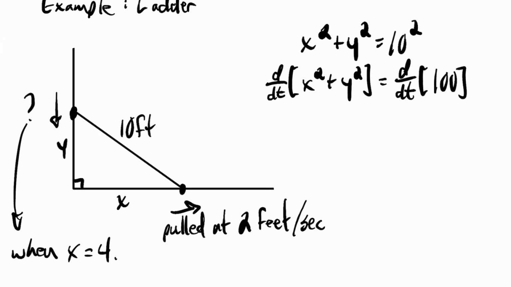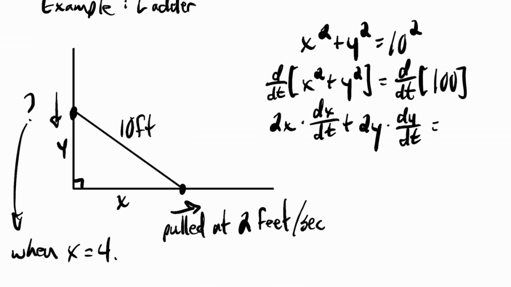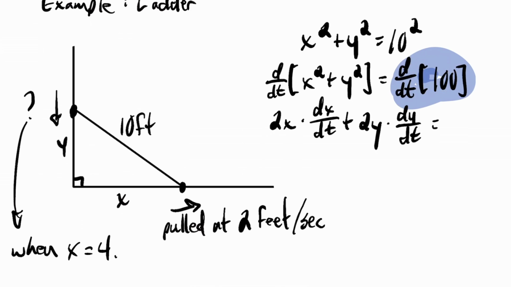So the derivative of x squared, I'll use the power rule, so 2x. But then I have to use the chain rule, dx/dt, plus, and again I use the chain rule here when I find the derivative of y squared with respect to time. So this will be 2y times dy/dt equals, and this might be obvious, but perhaps not, the derivative of a number is always 0, regardless of the variable. 100 does not change when time changes, so this is 0.